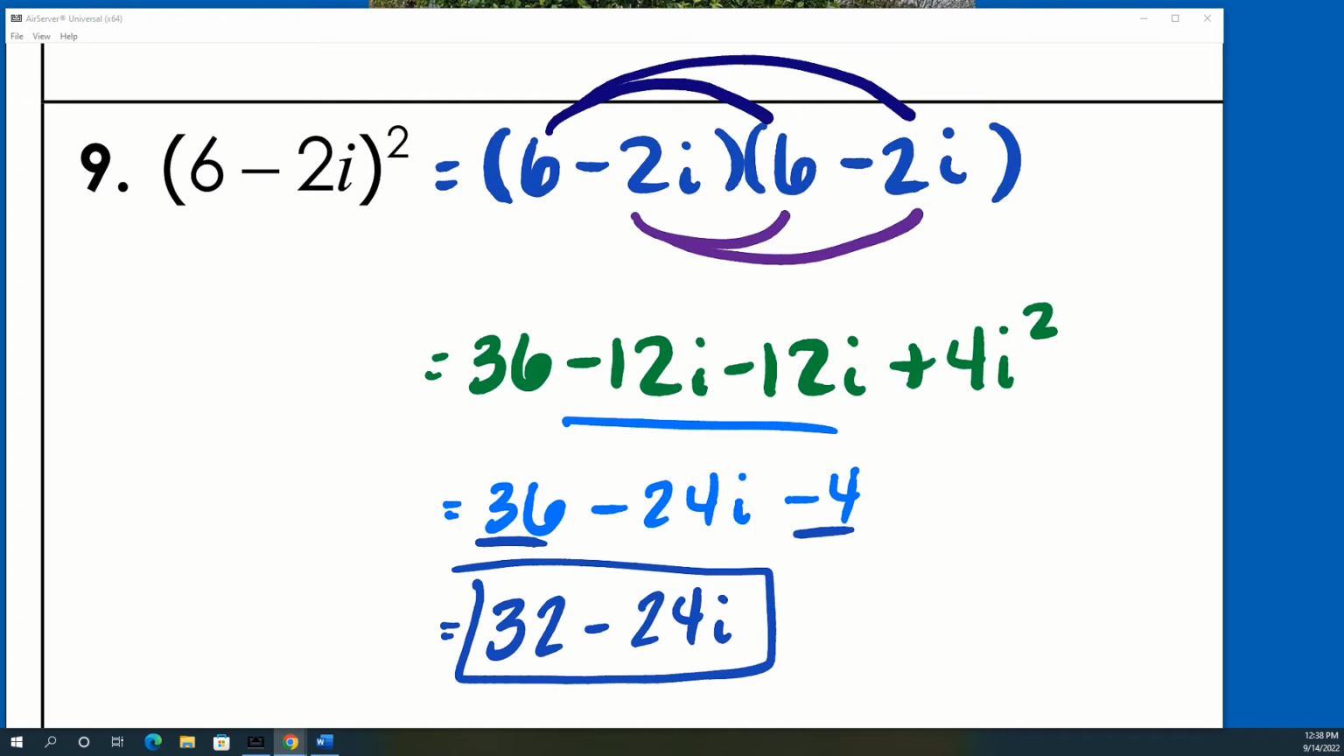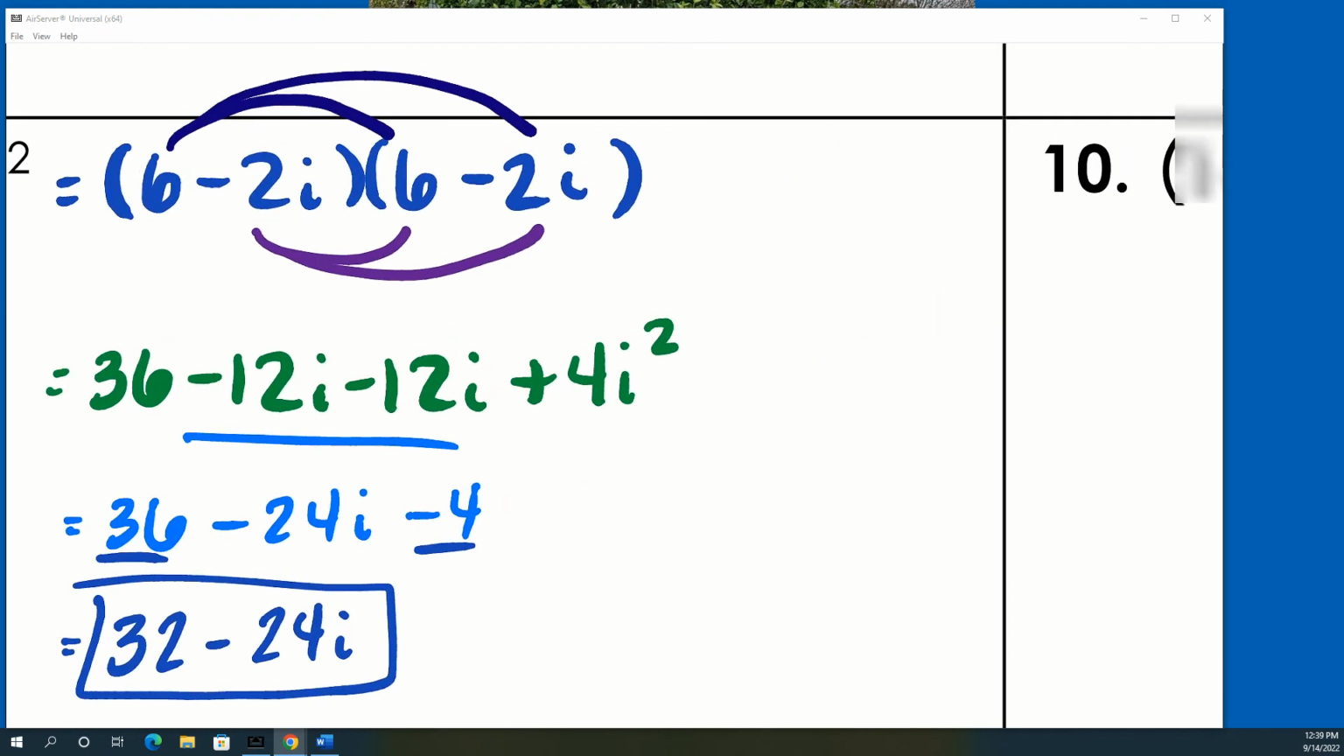How'd y'all do? Good. Okay, we're gonna do one more, and then you guys are gonna work on the back.